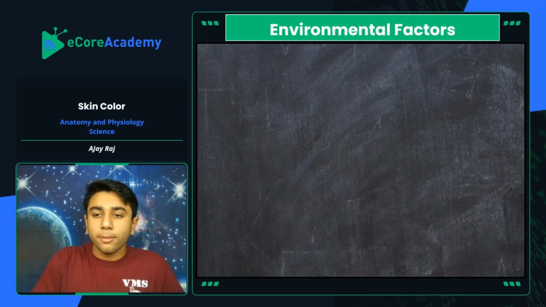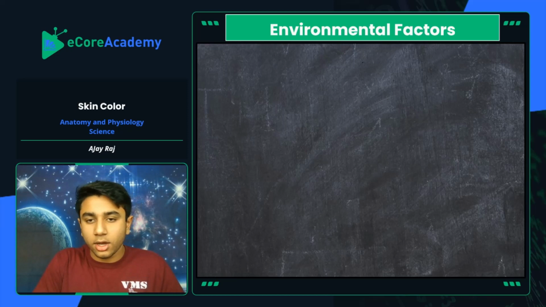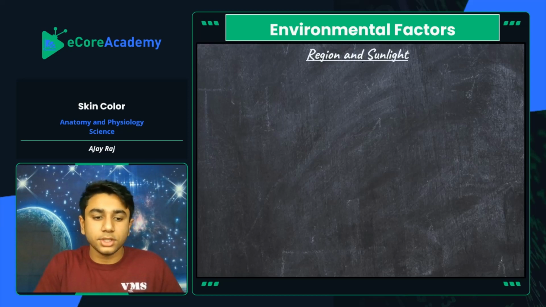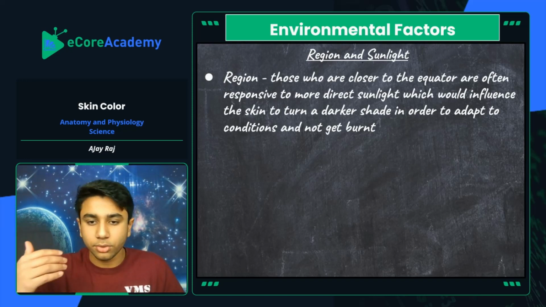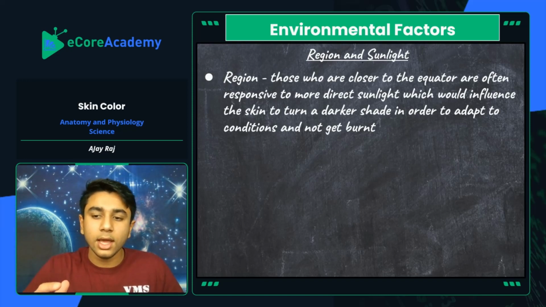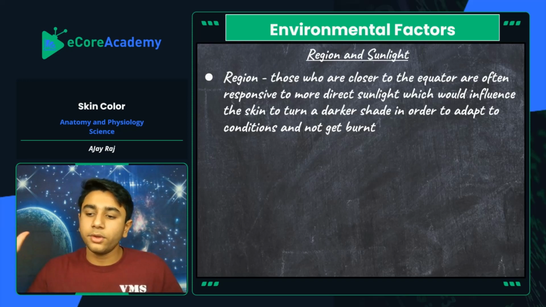So then we have some environmental factors. So this is some unique research that I actually found when I was studying for Science Olympiad competition. They actually gave me this information, and this has to do with our region and our type of sunlight. So when it comes to region, those who are closer to the equator are often more responsive to more direct sunlight, which would influence the skin to turn a darker shade in order to adapt to conditions and not get burned.